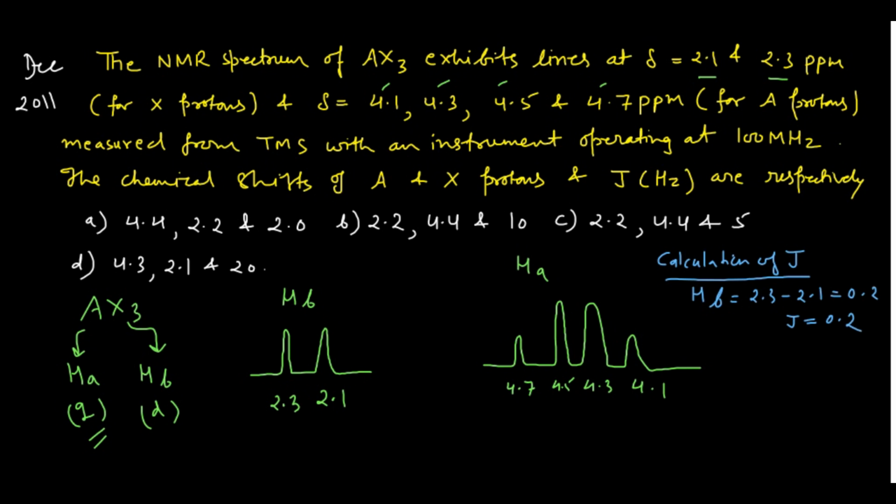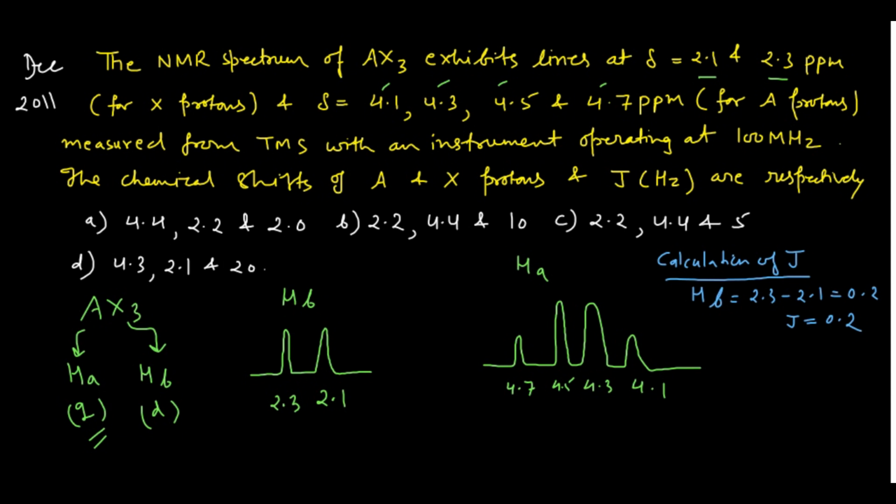You see, this is 2.3, this is 2.1, and what is the coupling constant? Coupling constant is the distance between the split peaks in hertz, basically. Okay, in hertz. So I have taken the difference of the chemical shift to get this value of J. Since it is already given that it is operating at 100 megahertz, there is no need to complicate the thing. You simply take the difference of these two.